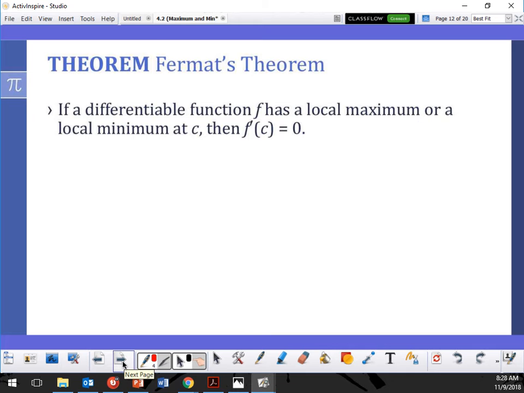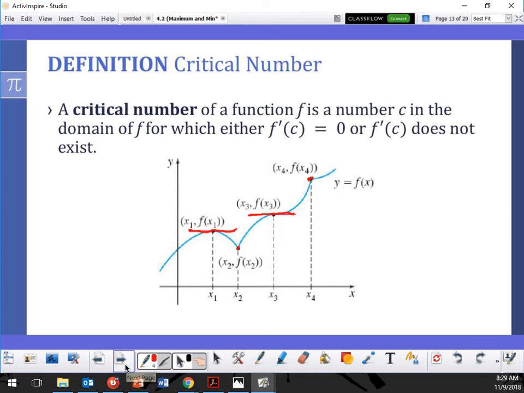If a differentiable function has a local maximum or a local minimum at c, then f prime of c is equal to 0. That's what I was just saying. My derivative is equal to 0. Min or max, derivative equal to 0. I know, spoiler alert.